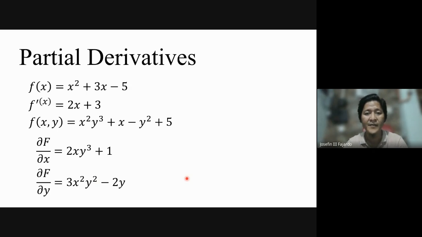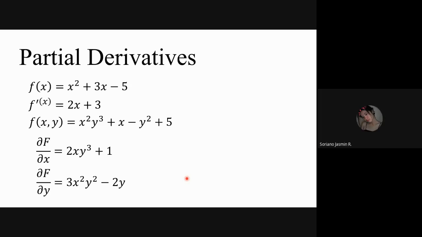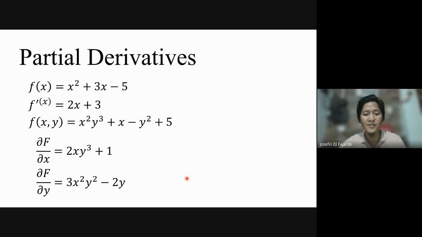Okay? Malinaw po. Nakita niyo yung pagkakaiba ng pagkuha ng derivative with respect to a different variable or when you consider partial derivatives. Yes po. Yes po, sir. Okay. Question po?